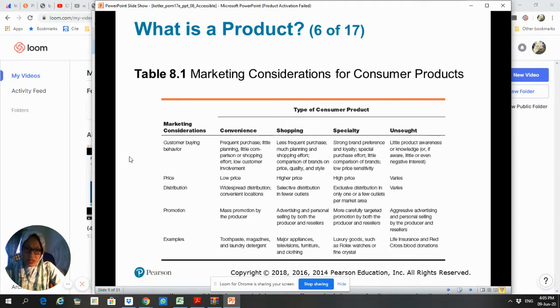Okay, then the fourth one is unsought. Unsought means that we do not expect to buy. We do not plan anything to buy. We just go window shopping, but then end up buying. We don't have any knowledge, or we are not aware that we need that product. Currently, we need that product or not. But then, because of the promotion, we might be attracted towards the seller that promotes to us.